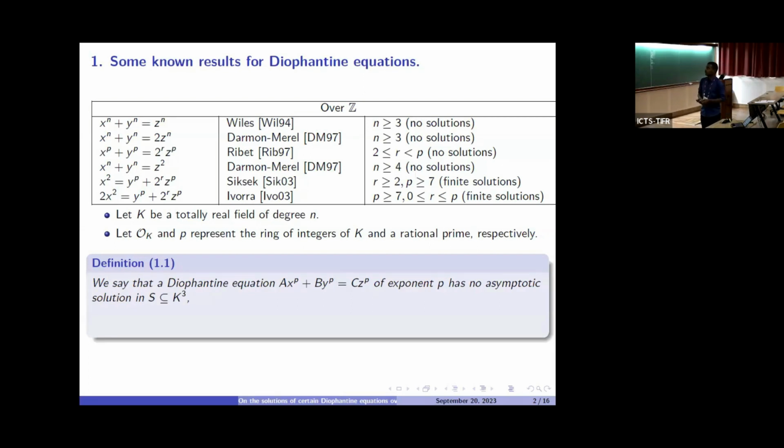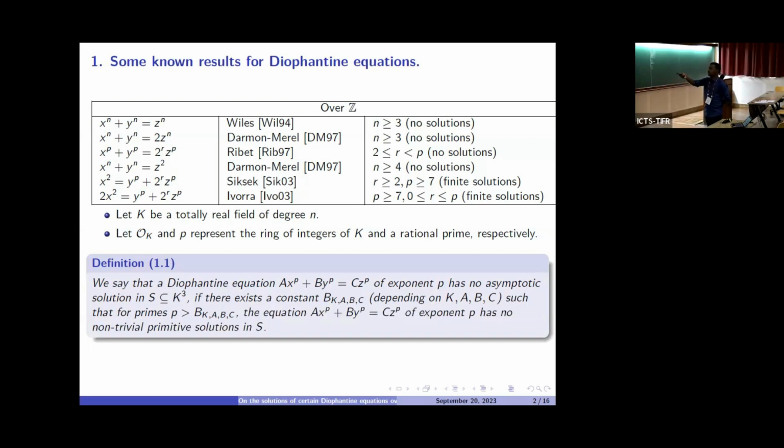But when we study over totally real fields, Freitas and Siksek first came up with the idea of studying some kind of asymptotic solution. So that's why I will first define what we mean by asymptotic solution. We say a Diophantine equation, I am taking this generalized Fermat equation, that is a x to the power p plus b y to the power p equal to c z to the power p of exponent p, has no asymptotic solution in a set S, a subset of K cubed, if there is a constant B depending on K, a, b, c, such that if you take the prime p bigger than this constant, then this generalized Fermat equation has no non-trivial primitive solution in S.